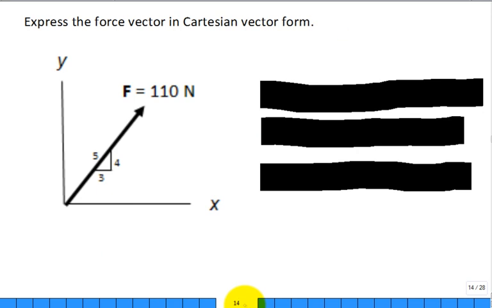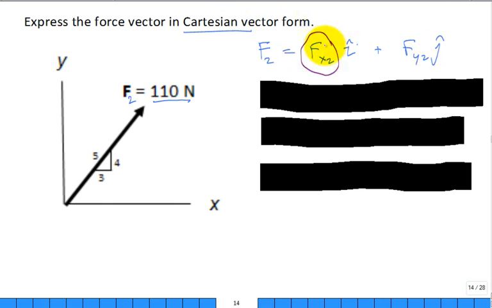I have another force. Its magnitude is 110 newtons. I want to express this in Cartesian vector form, which means I have this F, maybe this is the second force, F2. And then I'm going to have Fx2 in the i plus Fy2 in the j. So I'm really interested in what is that component in the x and the component in the y. Did they give me an angle? No. What did they show right here? They've given you a right triangle. True. And it's a 3-4-5 right triangle.